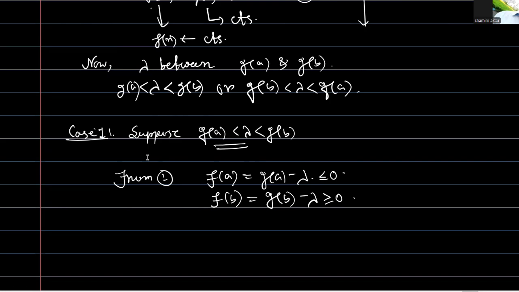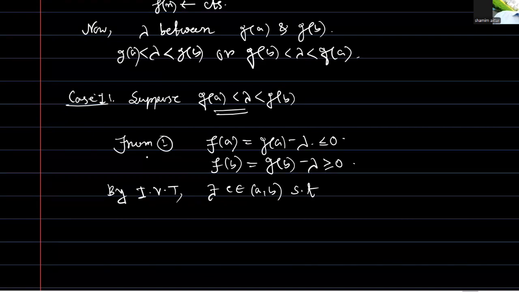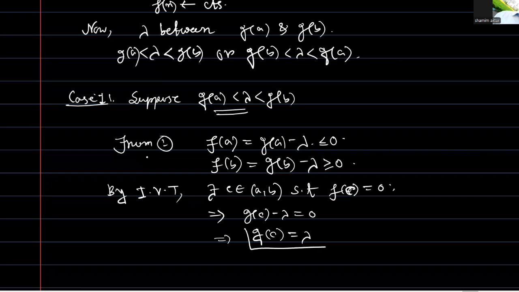Now applying the intermediate value theorem, by the intermediate value theorem there exists c belonging to (a, b) such that f of c is equal to 0. This implies g of c minus lambda is equal to 0, so g of c is equal to lambda, and in this case, hence the proof.